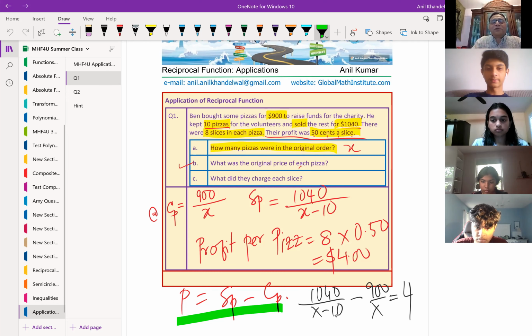We'll start from the top. How many pizzas were originally sold? That is x itself, correct? What is the original price? We already know the cost price is the original price: 900 divided by x, right?